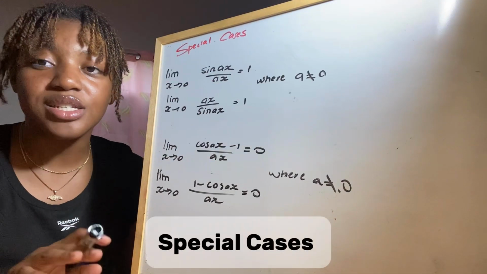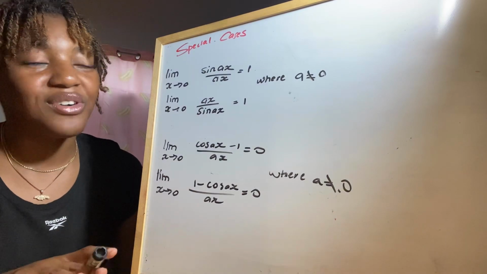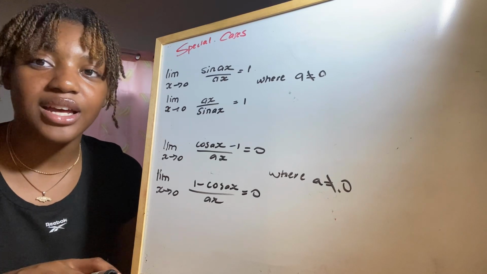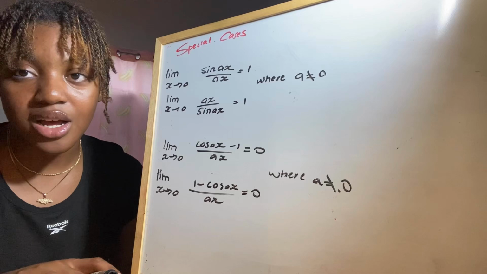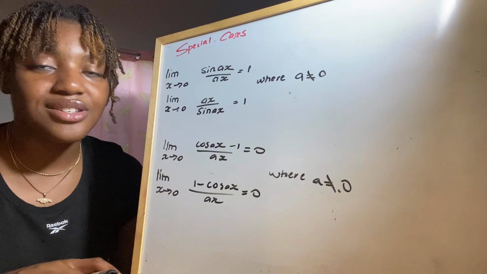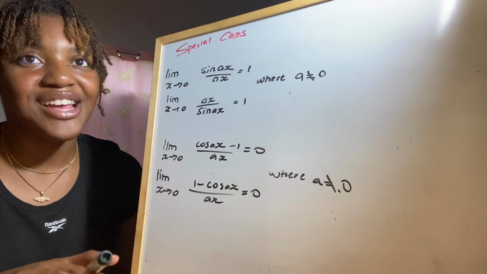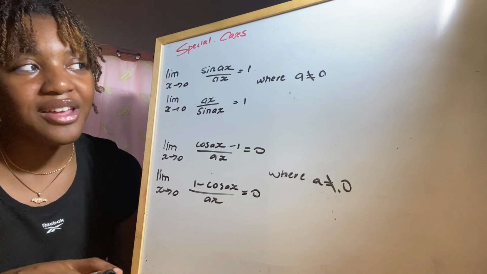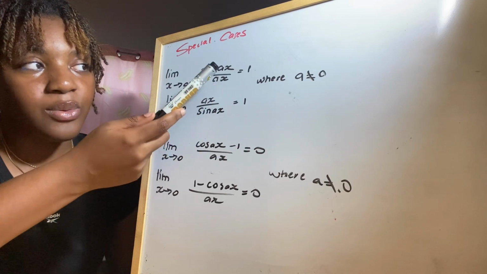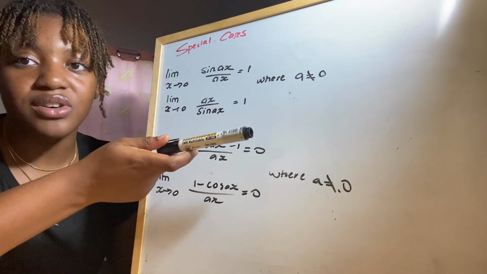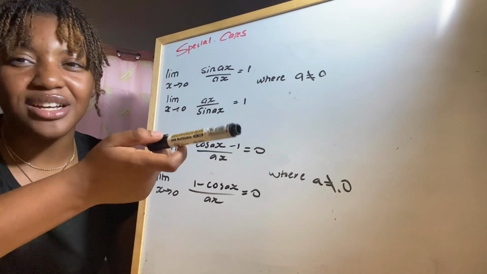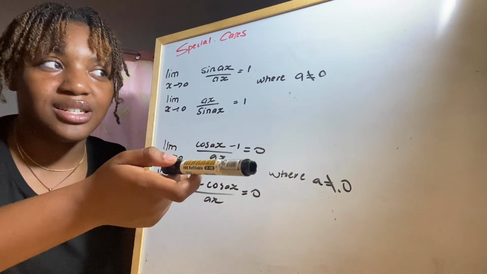We now move on to the special cases of limits, and that would involve sine and cosine. The first one is that the limit of sine ax over ax as x approaches 0 is equal to 1. And similarly, the limit of ax over sine ax as x approaches 0 is equal to 1. This is where a is any number but 0. If we had a as 0 in the expression, we'd have sine 0 times x, which leaves sine 0, and 0 times x, which would be 0. So we'd end up with 0 over 0, and we know that is indeterminate.